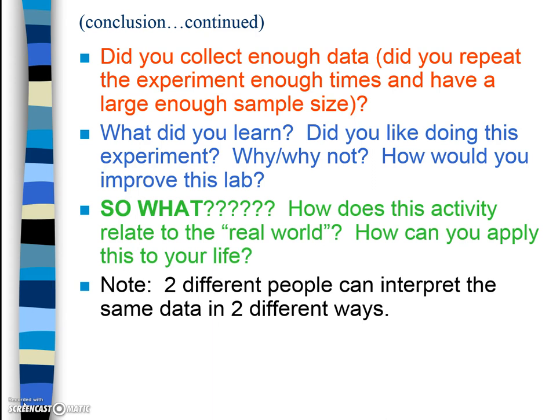And this is very important, especially if you're working with a partner. The last thing at the bottom, the note down here, 2 different people can interpret the same data in 2 different ways. So if you're working with a partner and they're saying, well, I think this happened, and you're thinking in your head, well, this person is crazy, I don't think it happened that way, you can always write down different conclusions. You don't have to agree all the time.